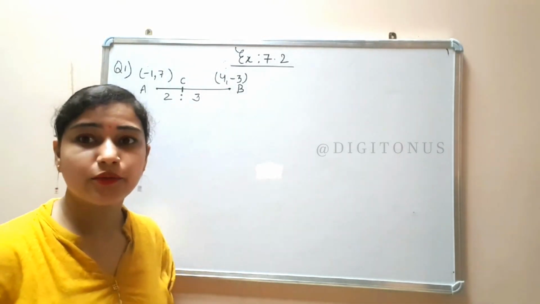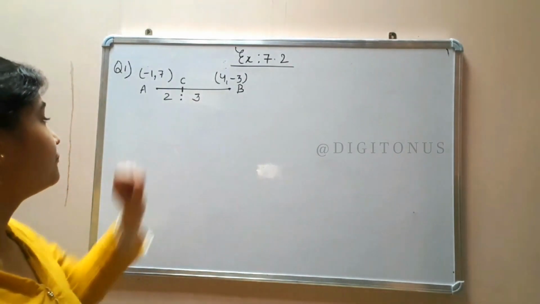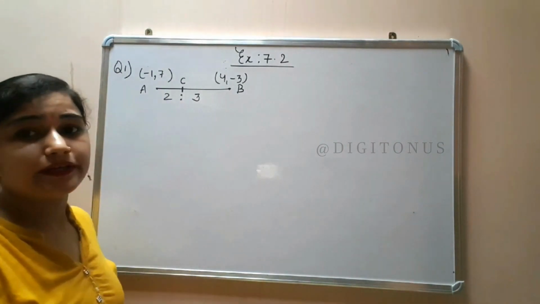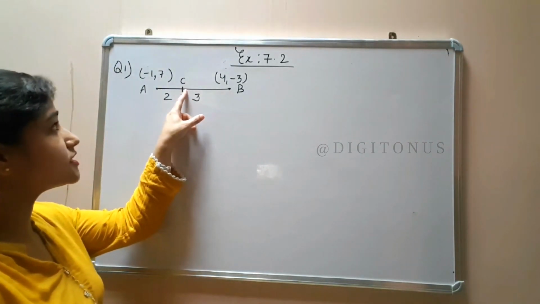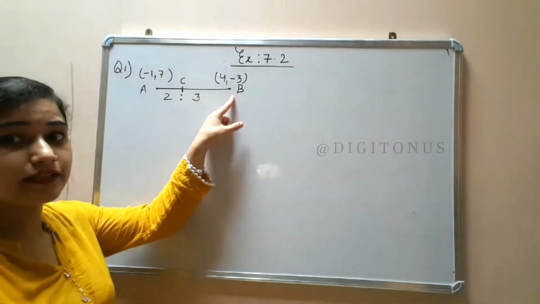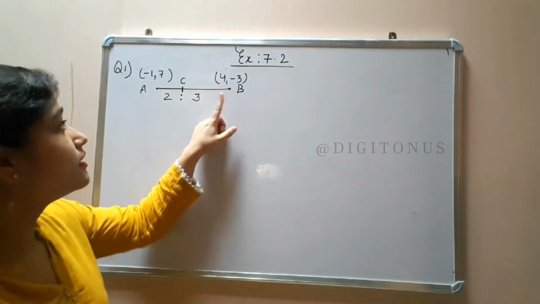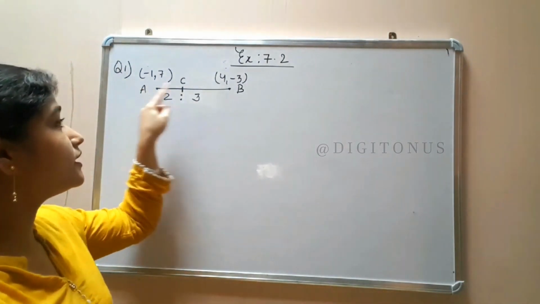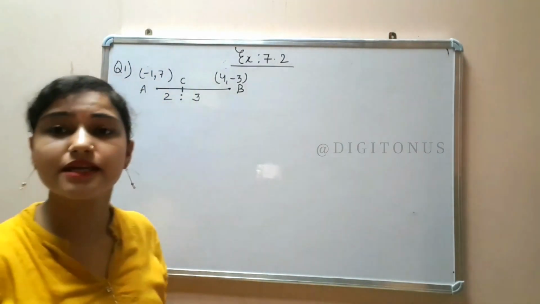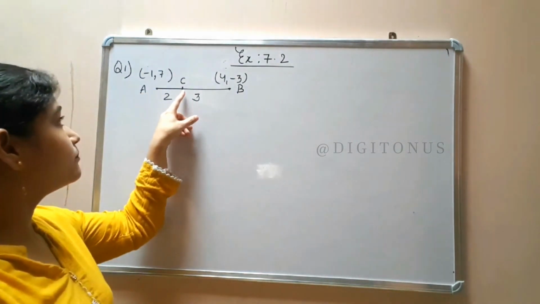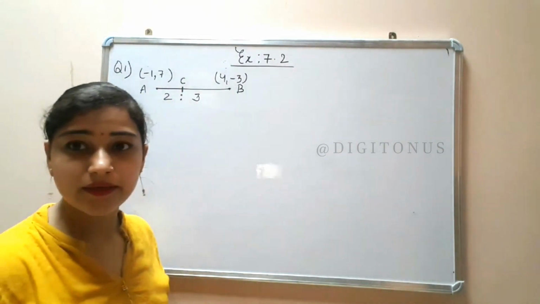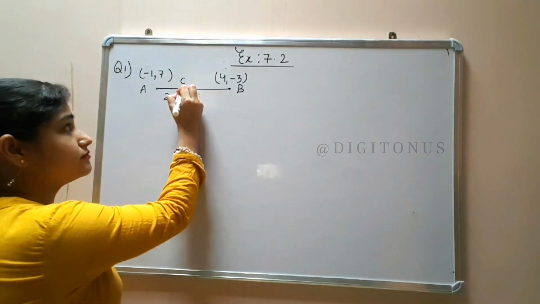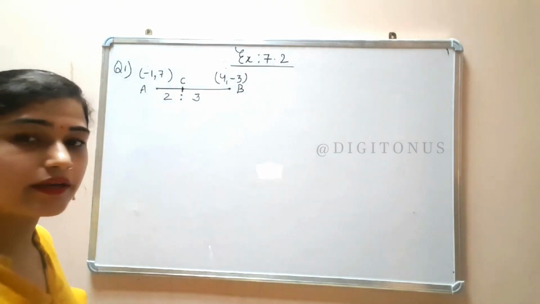So students, let's start question number 1 of exercise 7.2. In this question, if you have read it, they are asking the coordinate points of the point which is dividing the line joining points A and B in the ratio 2:3. There is a line joining points A and B, and both coordinate points are given in the question, and point C is dividing this line in 2:3, and they are asking the coordinate points of point C.